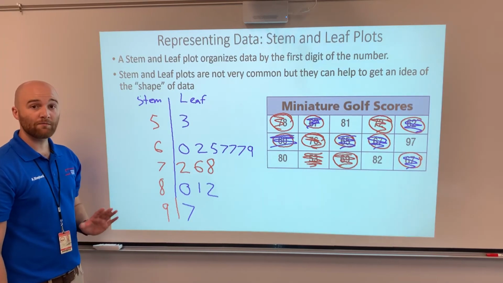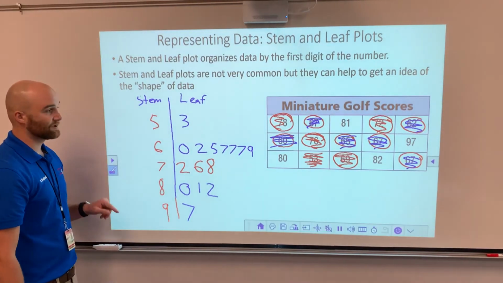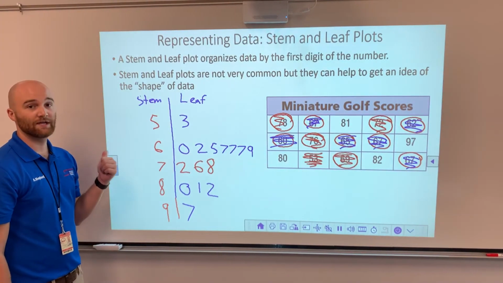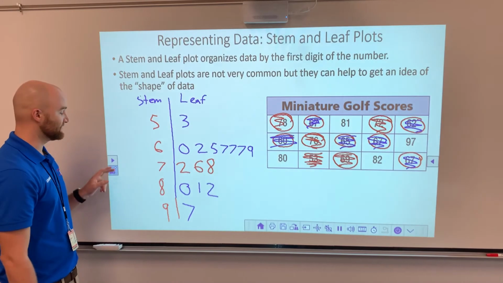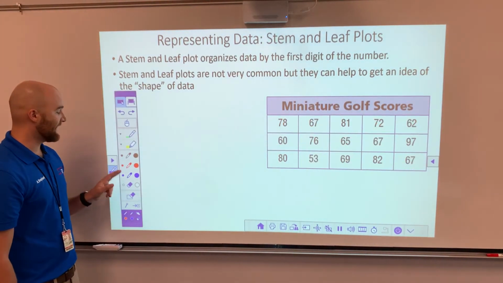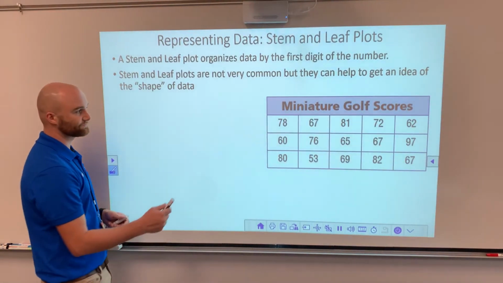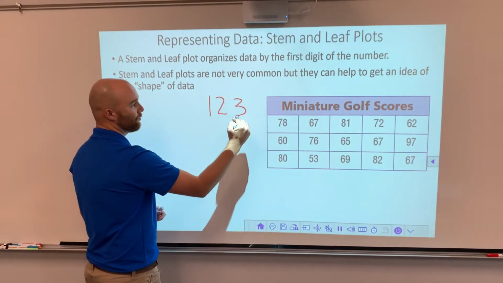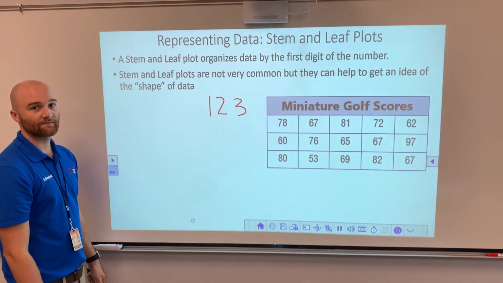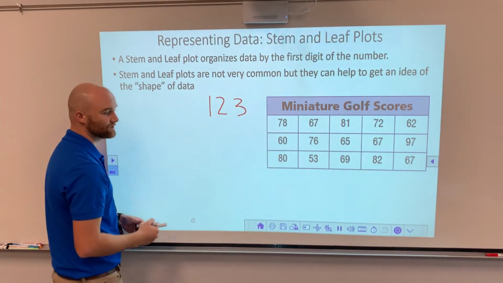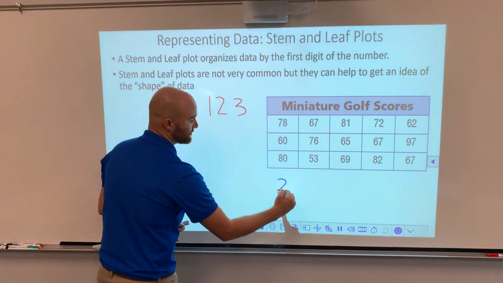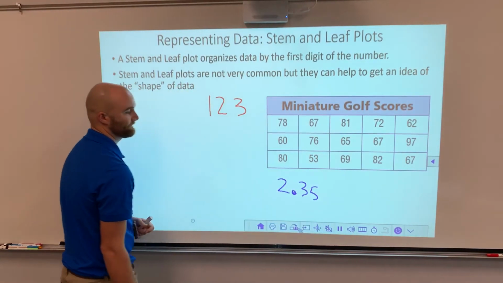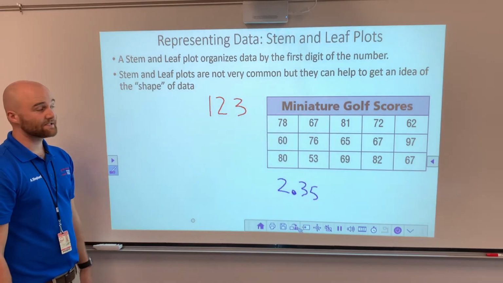Let me show you one more thing that can sometimes get complicated. Right now, we just looked at 2-digit numbers, where we have just the tens digit and the ones digit. What if I had 3-digit numbers? What if I wanted to place into a stem and leaf plot 123? Or what if I wanted to use some decimals, like 2.35? We can actually do these pretty simply.